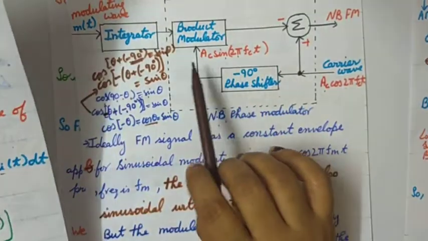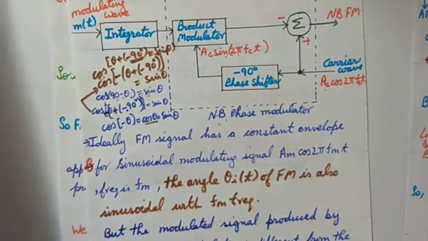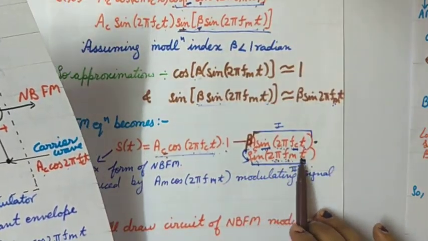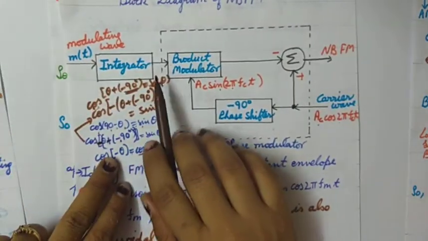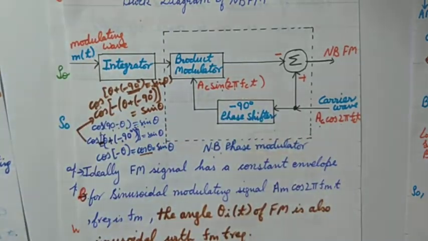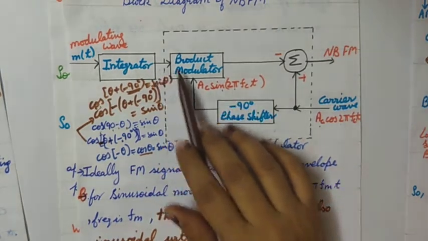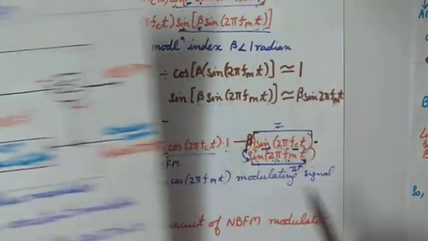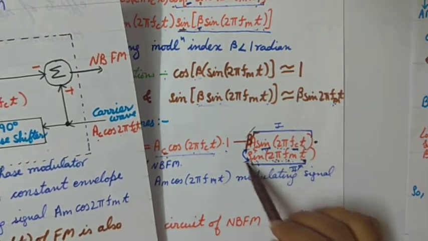That is what I have told you, that we get the term due to integration, because we need this term beta sine 2 pi fmt. So this we have obtained from integration, and the integration output is sent into a product modulator, and the other input to the product modulator is AC sine 2 pi fct. So these two terms are multiplied inside the product modulator, and we get this product, but this whole product has a sign of minus with it.